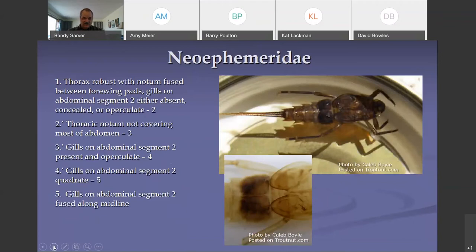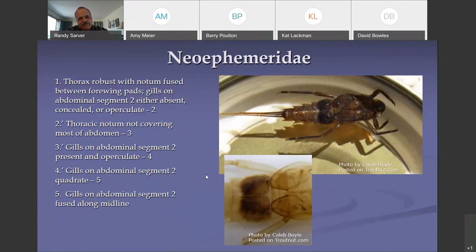Okay, so there are two more fused backs here. One of them is Neoephemeridae. And like I said, I'm going to get away from going through all the characteristics here and just point out the characteristics at the end that distinguish it from others in that larger group. And in this case, that's the Pannota group, or the fused backs.